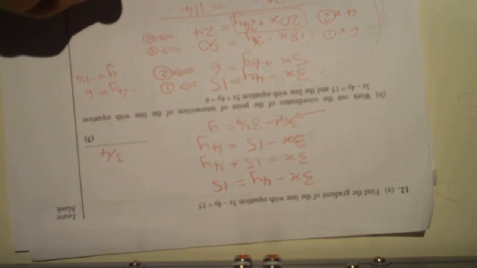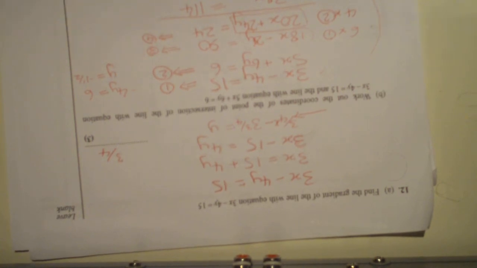So our answer for our coordinates is that x is 3, that's the x coordinate, y is minus 1.5, that's the y coordinate. Answer done.